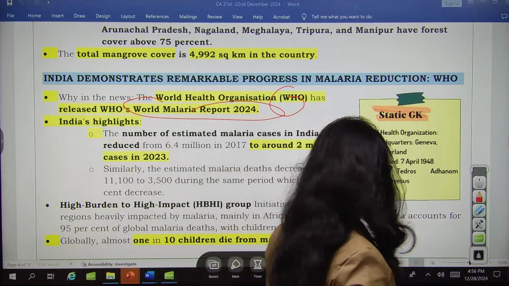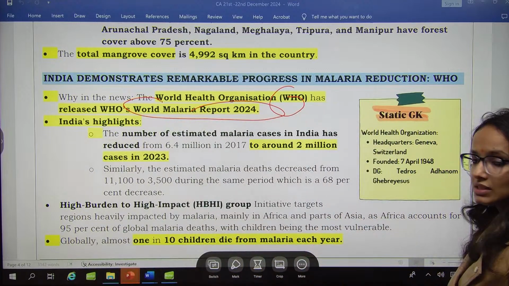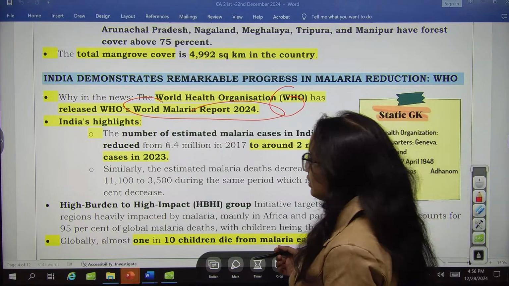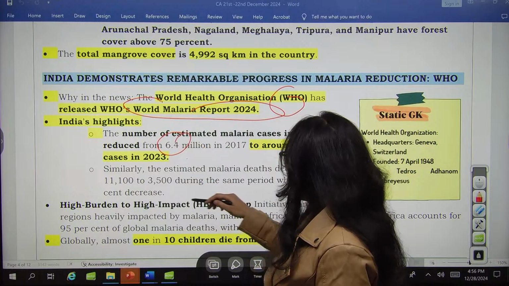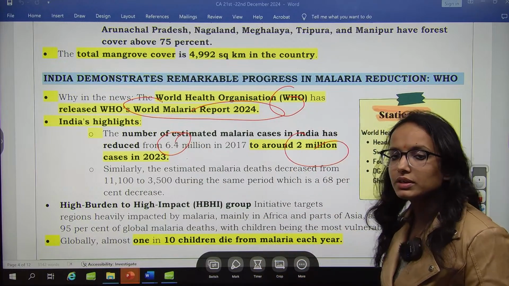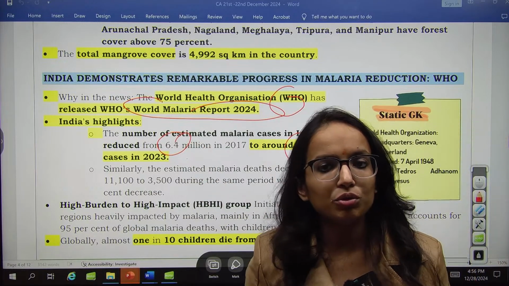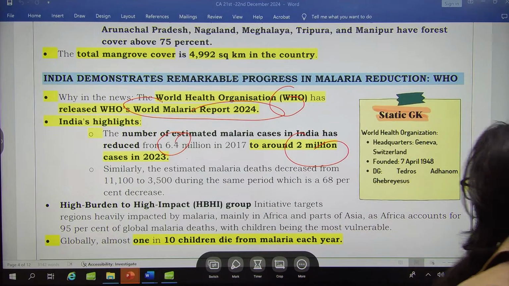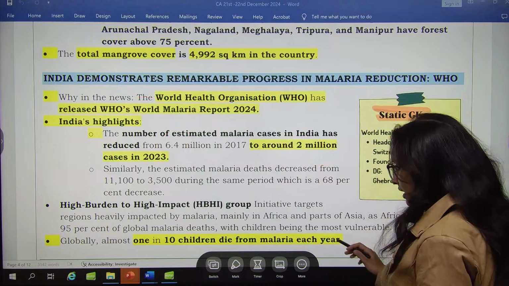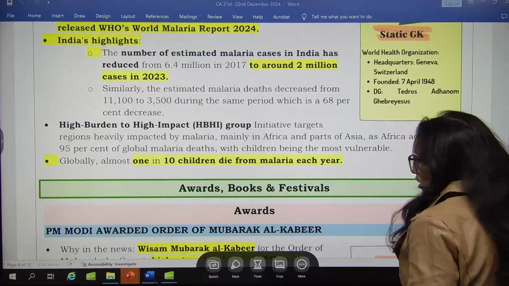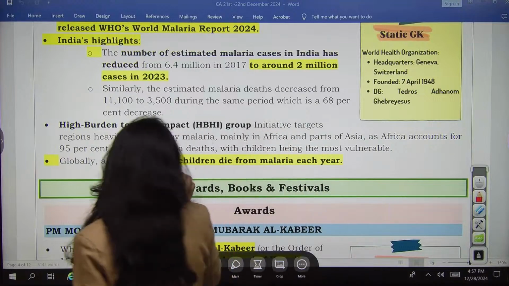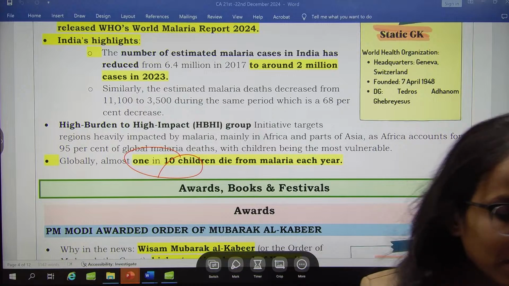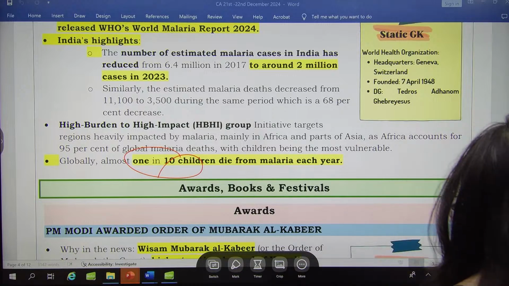It has highlighted that the number of estimated malaria cases in India has reduced from 6.4 million to 2 million in 2023. So India is able to reduce the number of malaria cases. This is good. But if you look at the global figure, it is quite disappointing that almost 1 in every 10 children is dying from malaria each year.